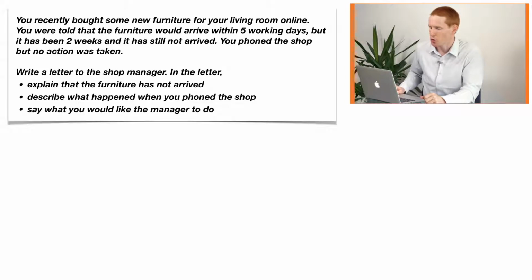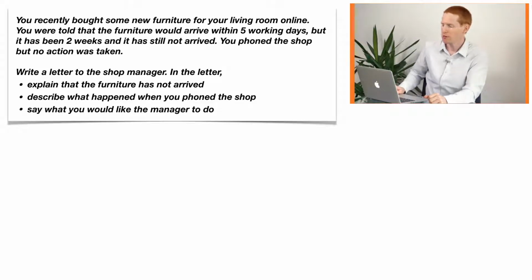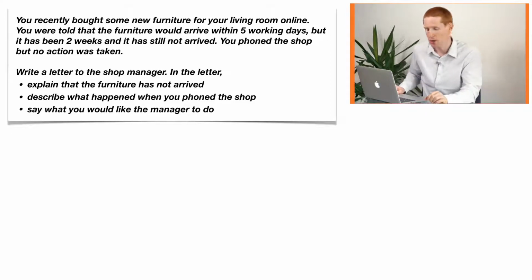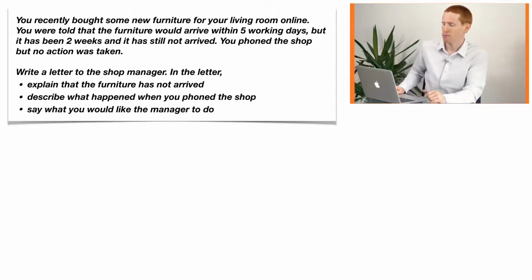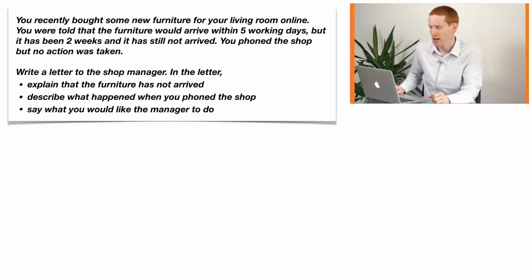It says, you recently bought some new furniture for your living room online. You were told that the furniture would arrive within 5 working days, but it has been 2 weeks and it has still not arrived. You phoned the shop but no action was taken. Write a letter to the shop manager. In the letter, explain that the furniture has not arrived, describe what happened when you phoned the shop, and say what you would like the manager to do.